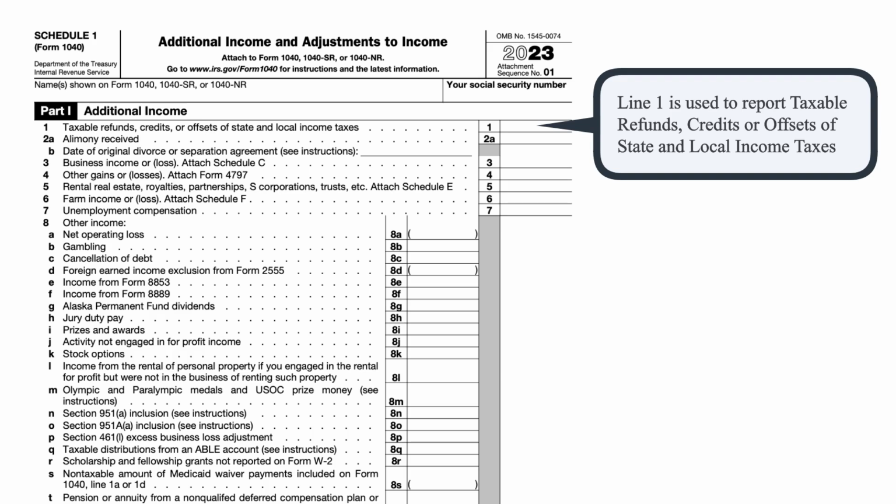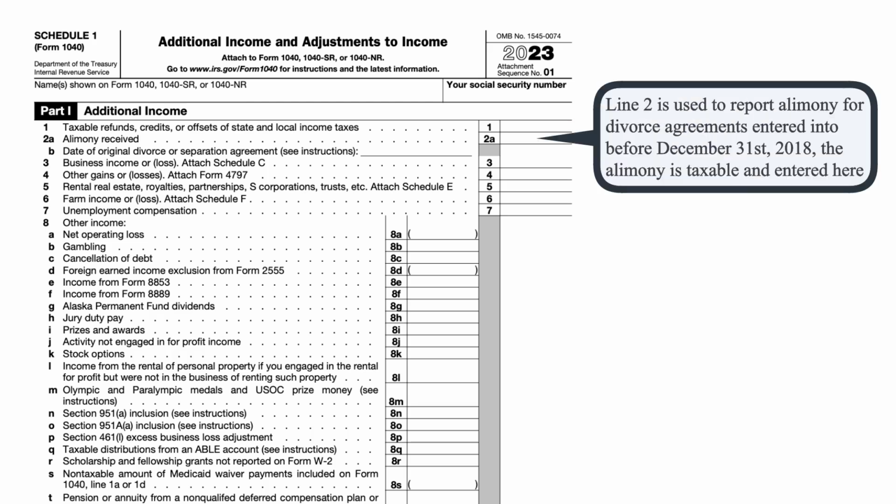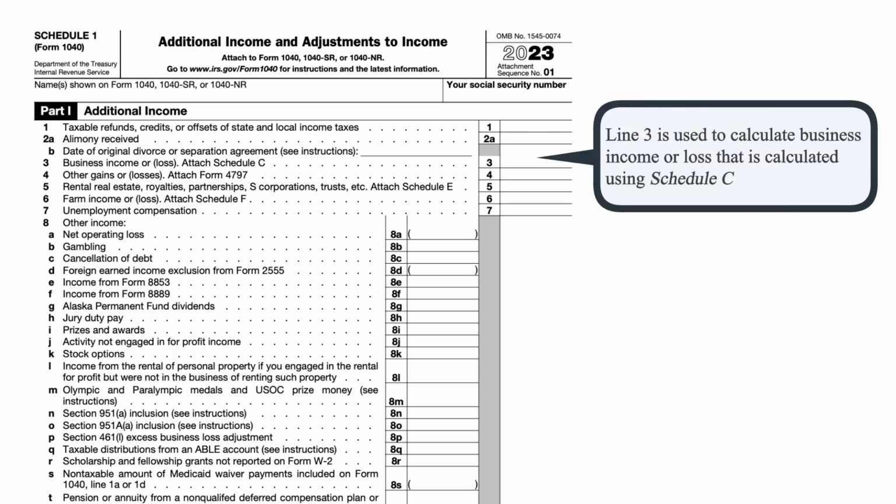Line 2 is used to report alimony for divorce agreements entered into before December 31st, 2018. So for divorce agreements entered into before this date, the alimony is taxable and has to be entered here. Line 3 is used to calculate business income or loss that is calculated using Schedule C.